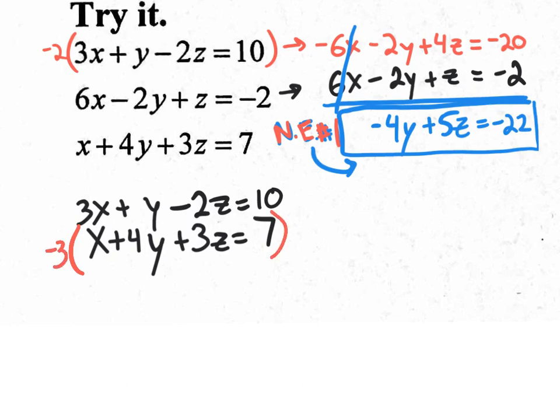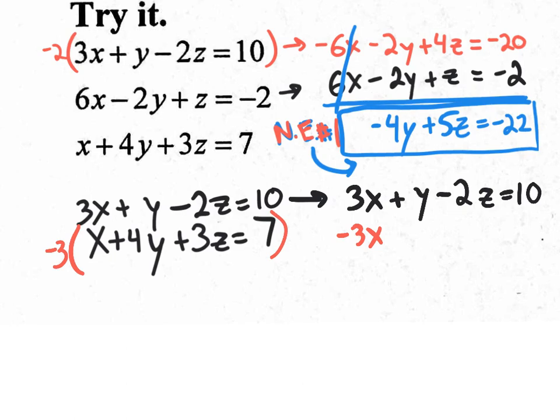So the top one, we're not going to do anything to it. I'm just going to rewrite it. Let me rewrite it right here. And the bottom one, I am going to modify it by multiplying by negative 3. That way the x's will cancel. So I'm going to end up with a negative 3x. Negative 3 times 4 is negative 12 with the y. And negative 3 times 3 is negative 9 with the z. And equals negative 3 times 7 is negative 21. Are you with me? Okay.